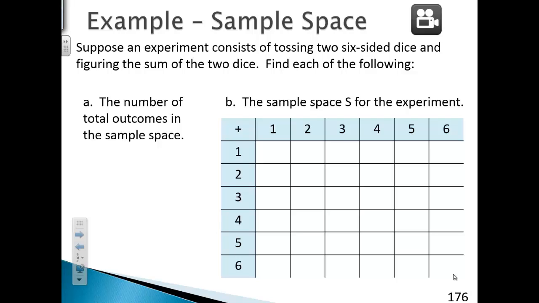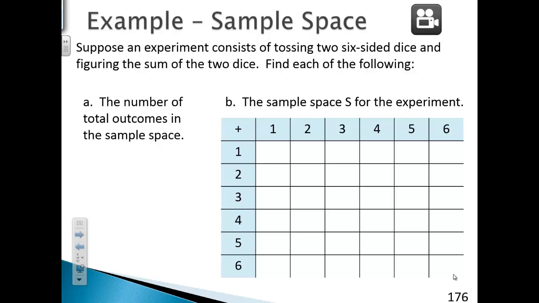Okay, so sample space. Suppose an experiment consists of tossing two 6-sided dice and figuring the sum of the two dice. Find each of the following. The number of total outcomes in the sample space. That's the first thing we need to find, the number of total outcomes in the sample space.